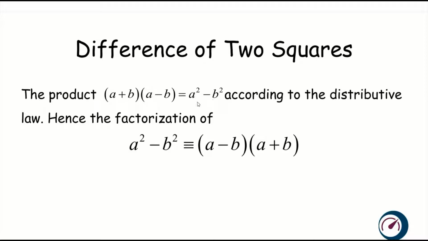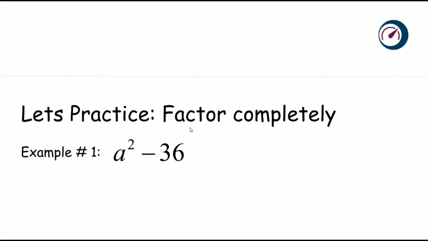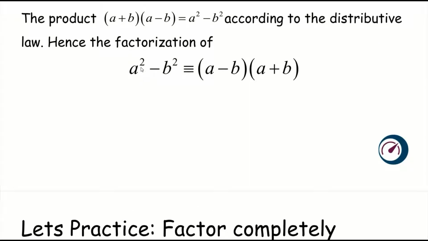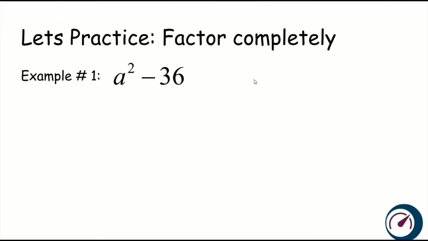Now, note briefly that the A term and the B term are perfect squares. The A term and the B term are perfect squares. Now let's use this concept of a square minus b square is equivalent to a minus b plus a plus b.